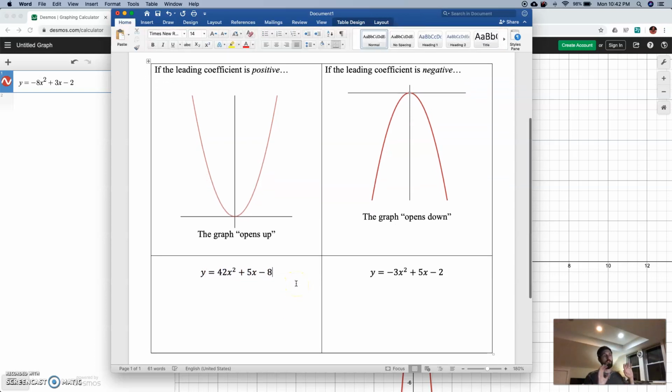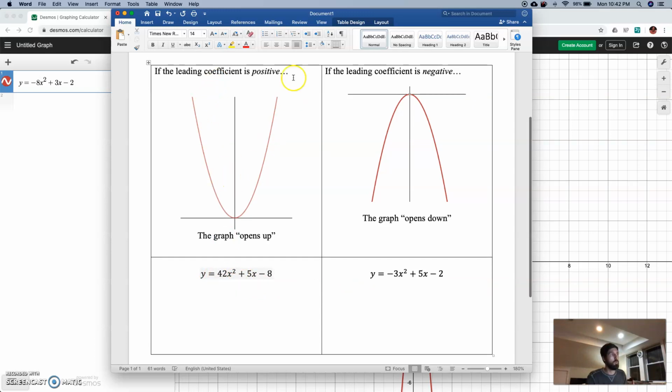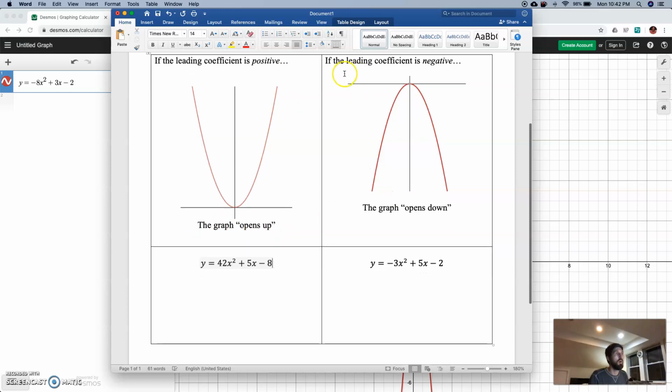For today's lesson, all you need to remember is I can ignore the rest of my graph. If this number in the front is positive, our graph will open up. It will look like a smiley face. And if the leading coefficient is negative, like in this example, the -3, that means the graph opens down and the points are going to go down like that.